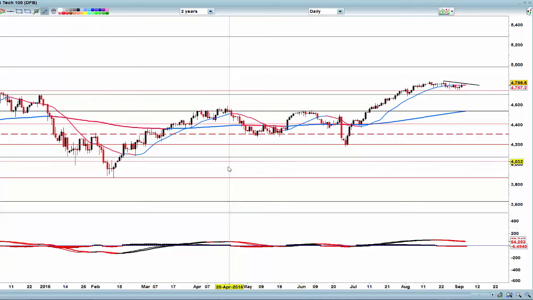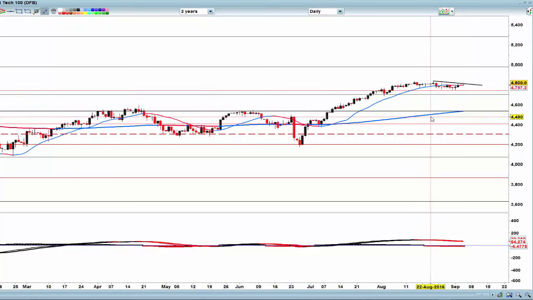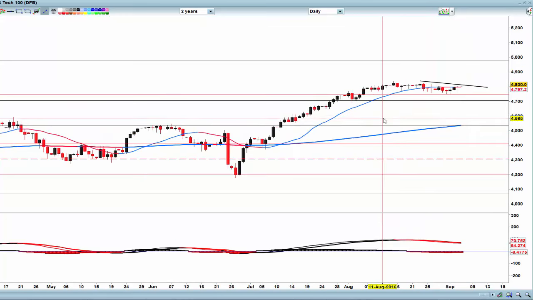Unless we can break out of Friday's high, we'll get trapped under here and then come and test these lower support levels. This is a 20-day moving average here. At the moment that is bending up. Friday's bar was a higher close, and we are sitting above there right now, obviously with the US closed today.